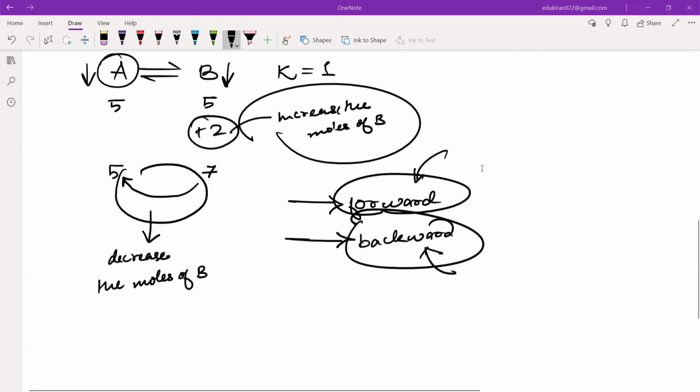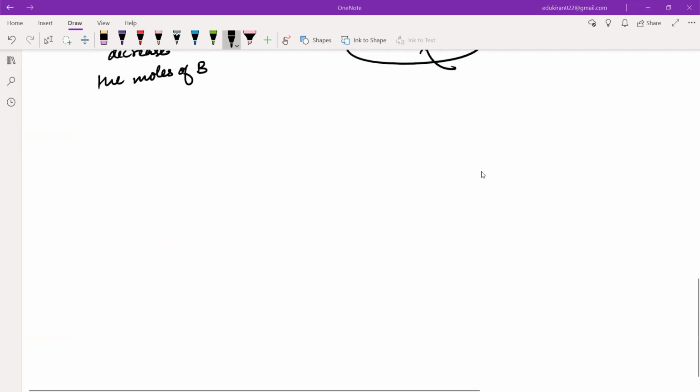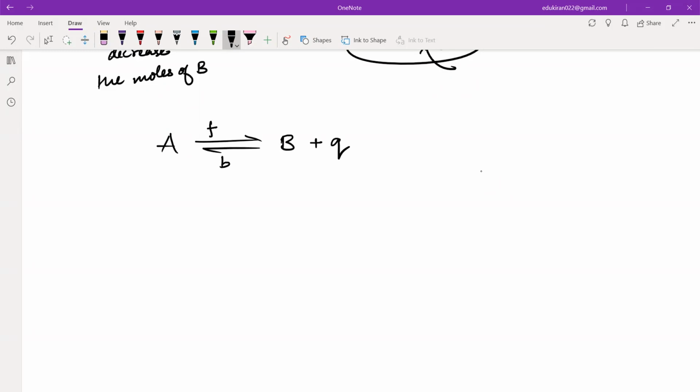Now, the next thing that I want to tell you, let us also discuss this. Let us say that A gives, now it is reversible, B, and it also gives some heat out. So we have here forward and here we have backward. So the forward reaction in which A is converting to B and giving out some heat, that is an exothermic reaction or an endothermic reaction? The forward reaction is exothermic or endothermic?